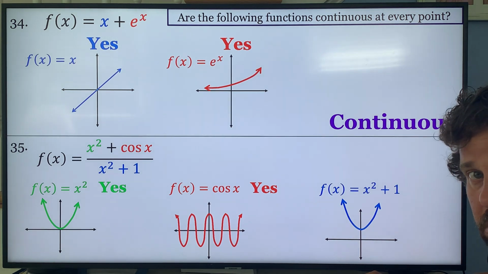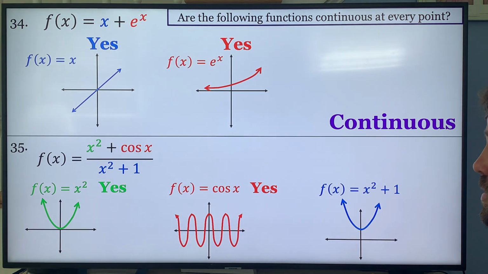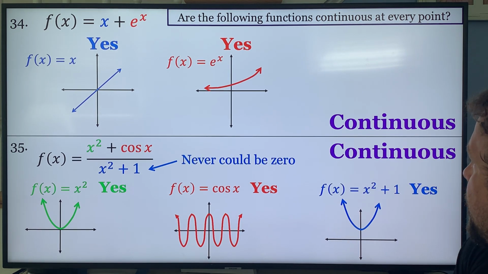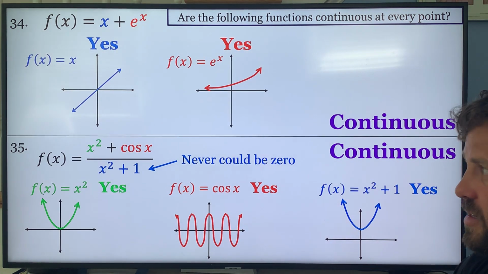No. All right. So what does that mean? Yes, it is continuous. Awesome. Ready for the next one?